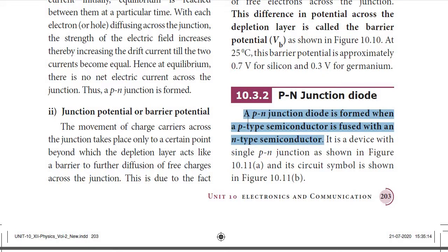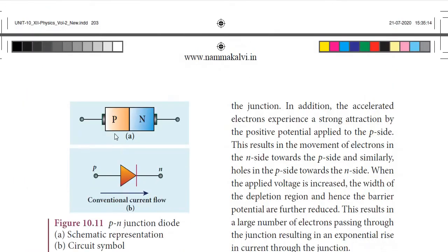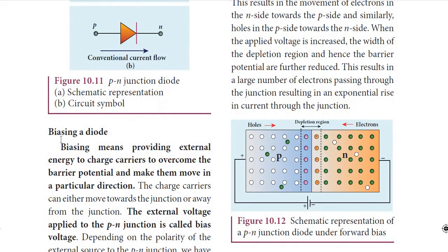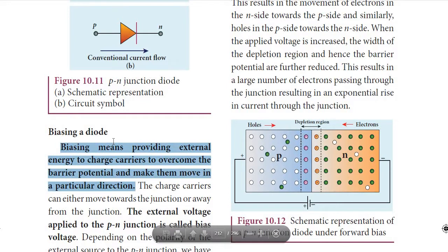Please note it down, children. PN junction diode means a PN junction diode is formed when a P-type semiconductor is fused with an N-type semiconductor. It is a device with single PN junction as shown in this figure. This is the figure of PN junction diode. The next definition, two more definitions, is biasing a diode.